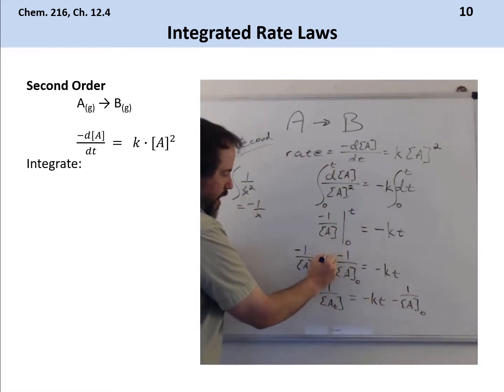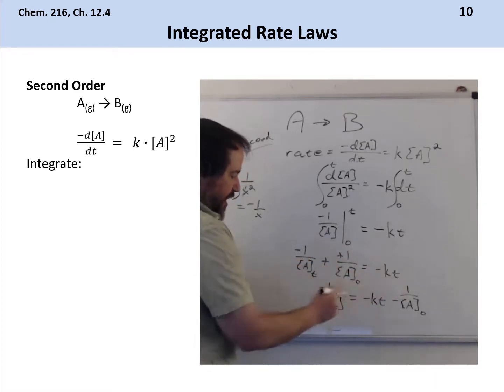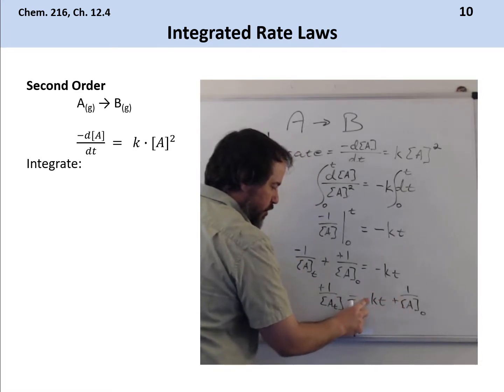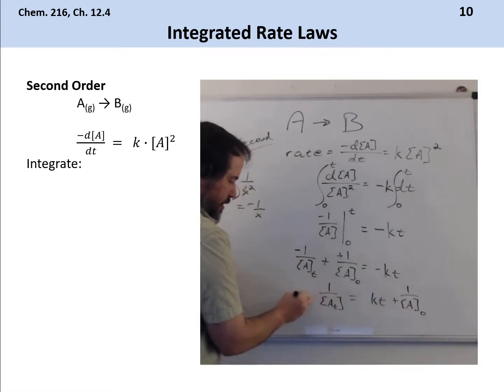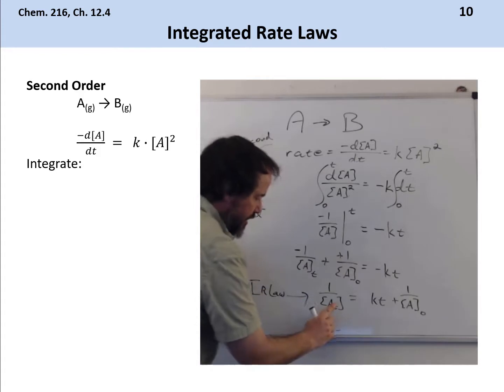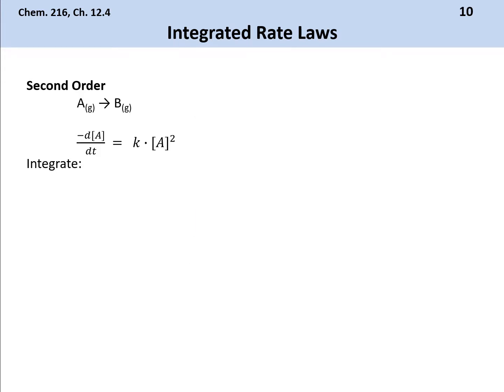Notice this minus and minus, these become plus. So when I move that over, that's that negative. Everything's negative, so I'm just going to make everything positive. Okay? So now I have this is my integrated rate law. Okay? 1 over the concentration at time t equals kt plus 1 over a naught.